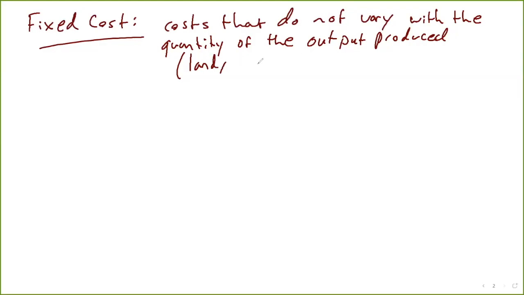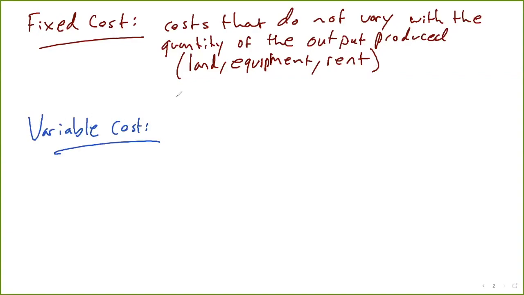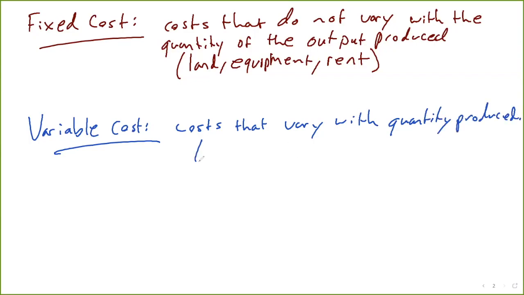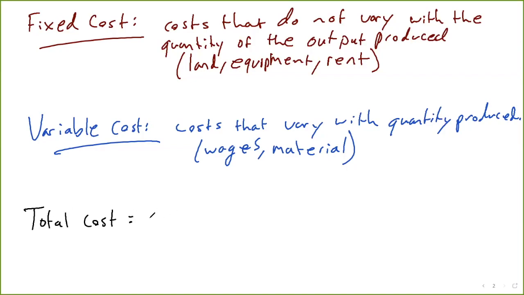These are going to be things like land, equipment, rent, anything that doesn't change based on the amount of output you're producing. Contrast that with variable costs, which are costs that vary with the quantity produced. These are going to be things like wages for your workers or material inputs, things that as you produce more, you have to buy more or pay more in wages. And so total cost is fixed cost plus variable cost.